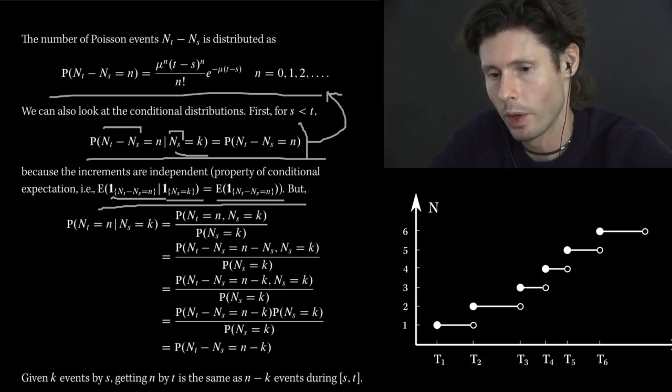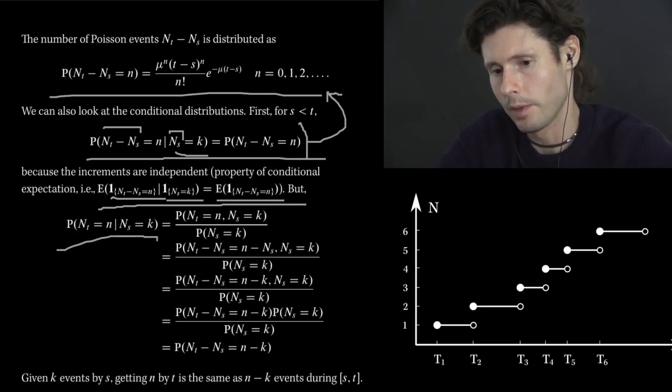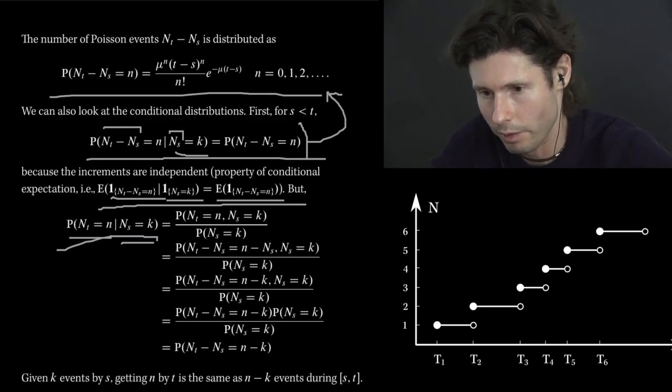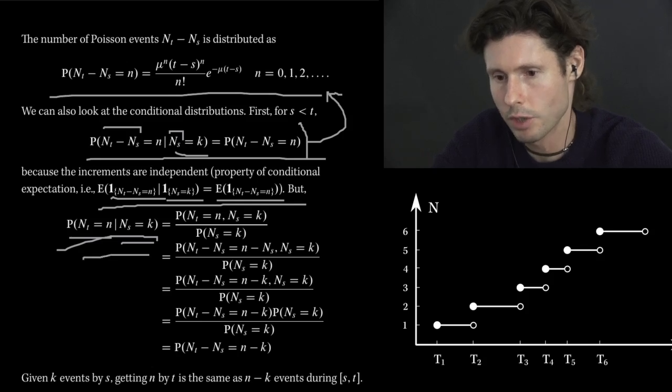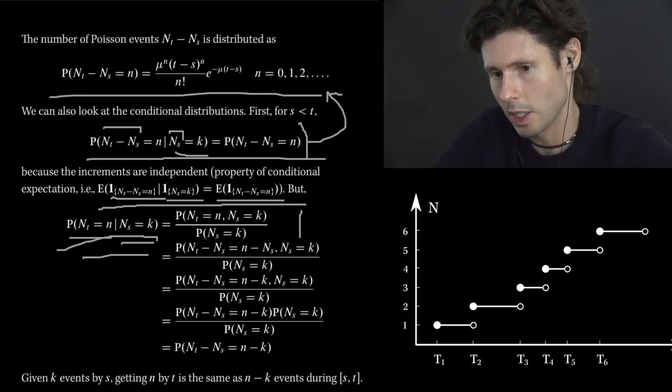And where we are going to see conditioning play a role is in this transition probability. I call it a transition probability because we're transitioning from being in state k at time s to being in state n at time t. So we've counted n minus k events from time s to time t. And this is a fairly simple calculation. It really helps that the Poisson process is integer valued, so it's a discrete random variable at any point in time. And so we can apply these definitions for the conditional expectation.